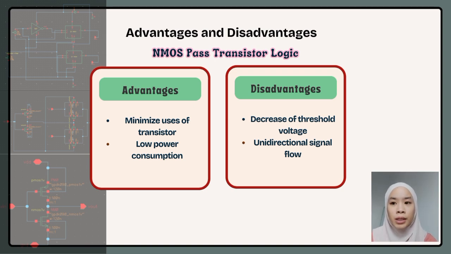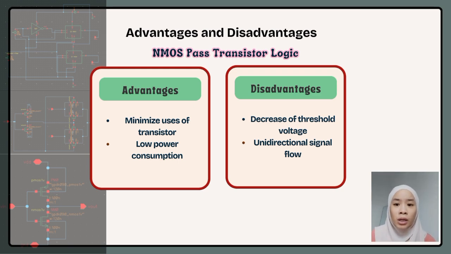So the first advantage is the design of NMOS Pass Transistor is very efficient in terms of transistor count. By using the NMOS Pass Transistor, we were able to reduce the number of transistors significantly compared to the conventional CMOS design. This directly leads to a small layout area, which is highly beneficial in integrated circuits where the space is very critical. And secondly, with fewer transistors and reduced switching activity, our circuit demonstrates lower power consumption.